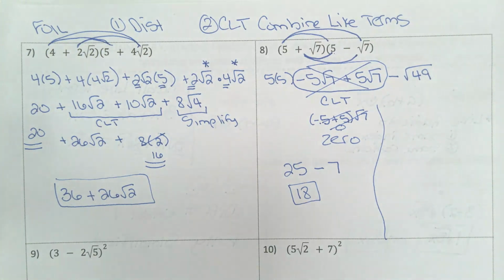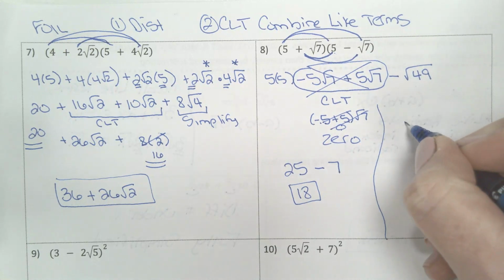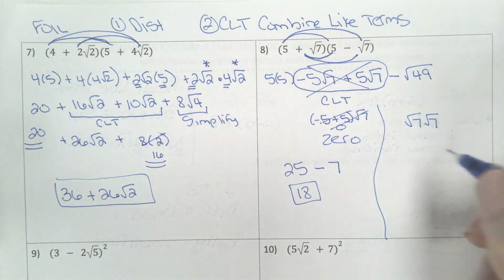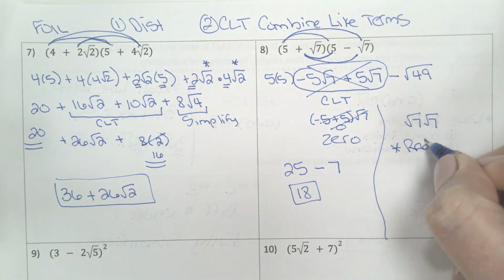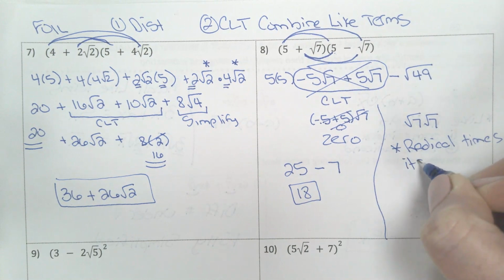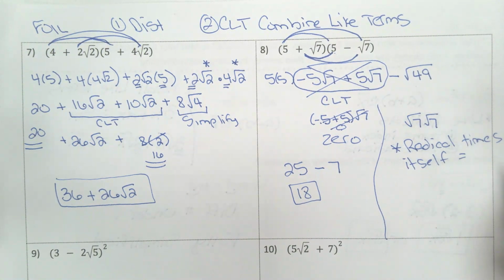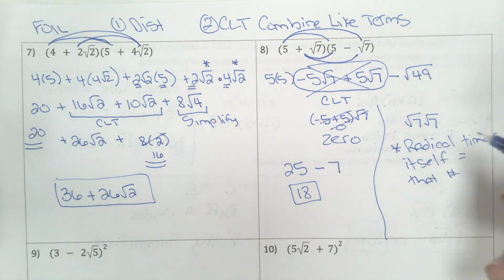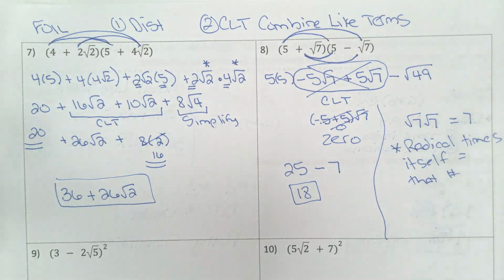All right, let's teach you a little shortcut. Let's talk about radicals for a minute. I just took the square root of 7 times the square root of 7. Anytime you take a radical times itself, it equals that number. So radical 7 times radical 7 equals 7.